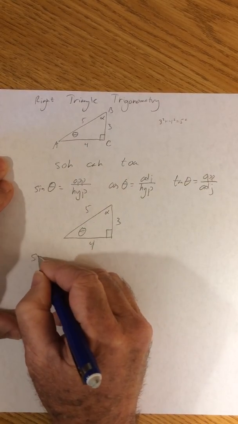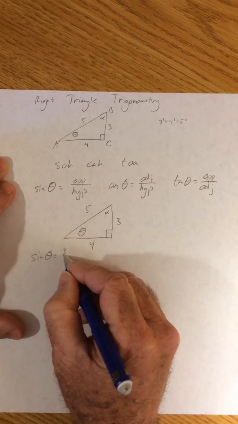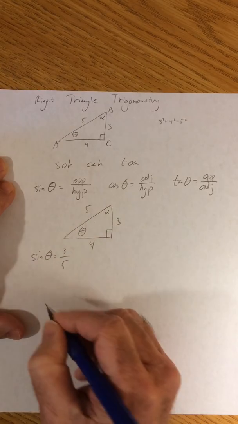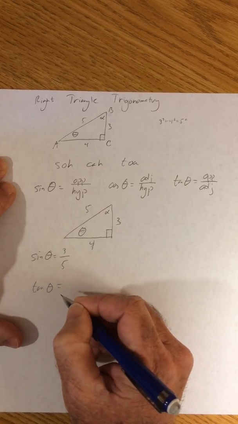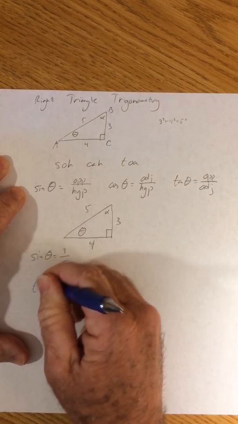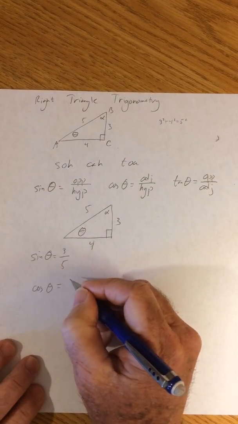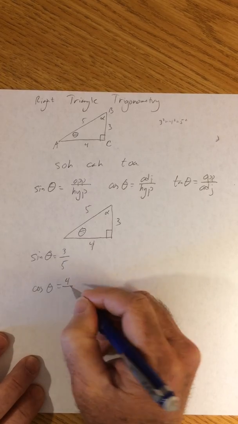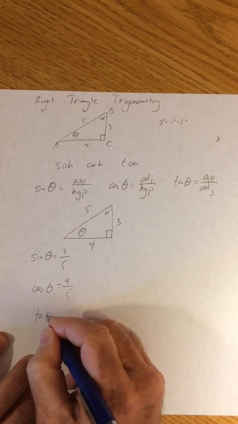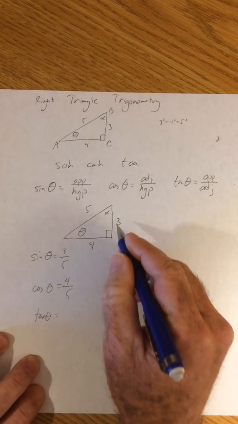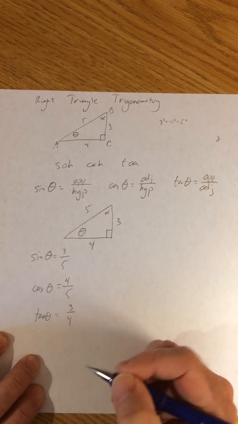The sine of angle theta is equal to the opposite side 3 divided by the hypotenuse 5. The tangent of angle theta, well, pardon me, we usually go cosine first. Cosine of angle theta is adjacent 4, adjacent to theta because it touches theta, divided by hypotenuse 5. And the tangent of theta is equal to opposite of theta divided by adjacent of theta, 3 divided by 4.